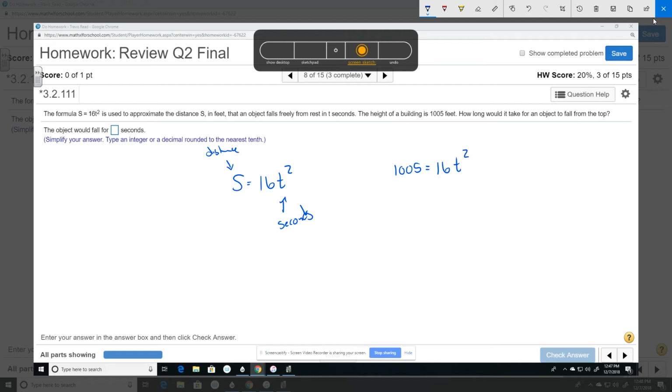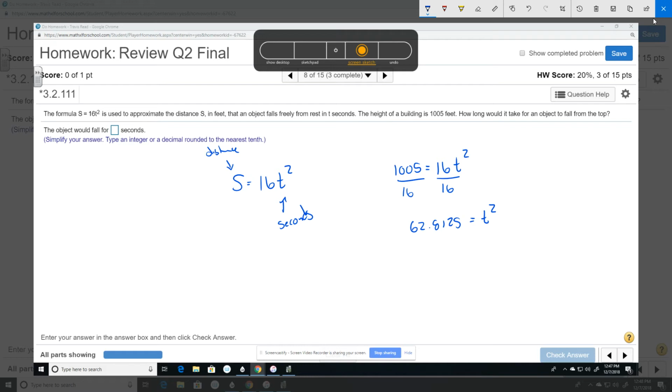So 1,005 equals 16t squared. So I divide both sides by 16. 1,005 divided by 16, I don't know what that is. I'll tell you though. 1,005 divided by 16 is going to be 62.8125. So 62.8125 equals t squared.